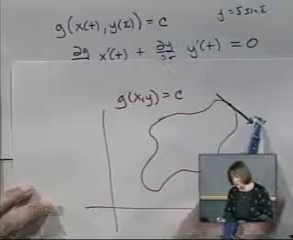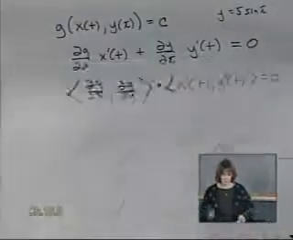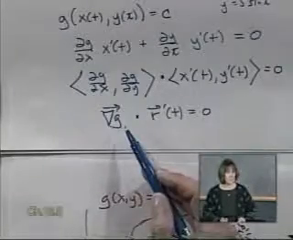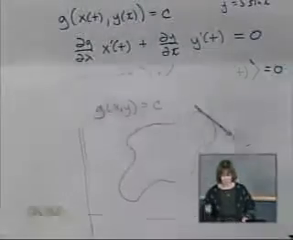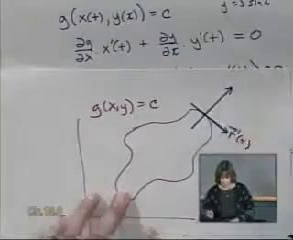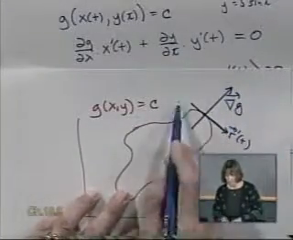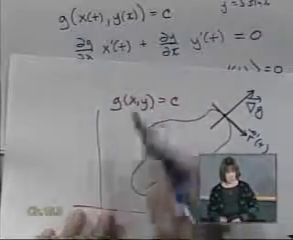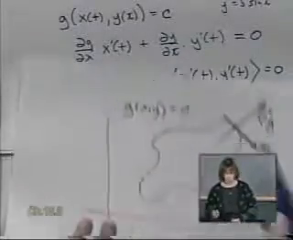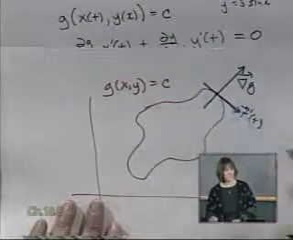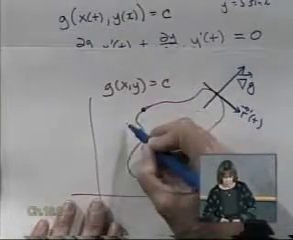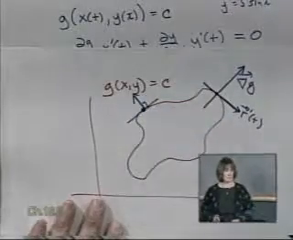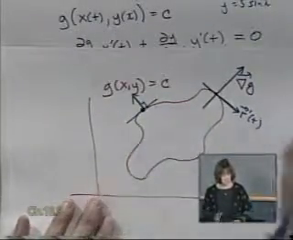Okay, that's my r prime of t. But the gradient, when a vector dotted with another vector is 0, what does that mean? They're perpendicular. So that tells me that the gradient is perpendicular to the tangent vector, which means that if I have g of x, y equals c, the gradient is always going to be perpendicular to the tangent line to the curve. So right here, the gradient's going to be going that way, perpendicular to the curve, when I have g of x, y equals a constant.